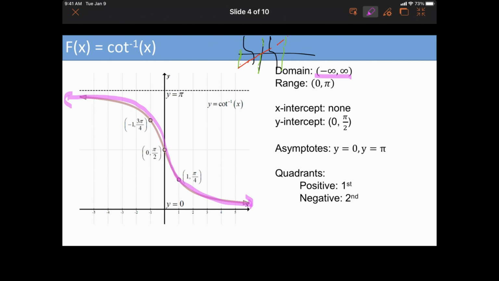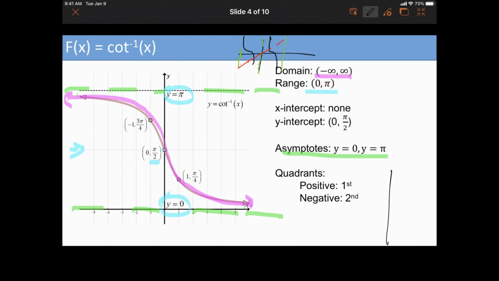But unlike inverse tangent, the range is from 0 to pi, which is more similar to inverse secant and inverse cosine. So I have from 0 to pi, and then pi over 2 is here at this line. Our asymptotes for this are on the outside of the graph, here and here. Here you can see that it approaches y equals 0, and up here it approaches y equals pi, but will never intersect it.